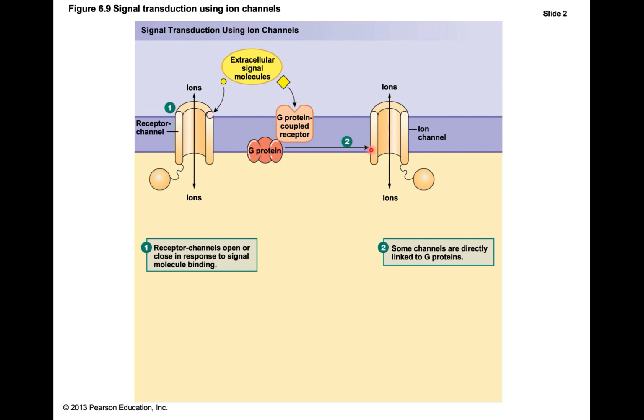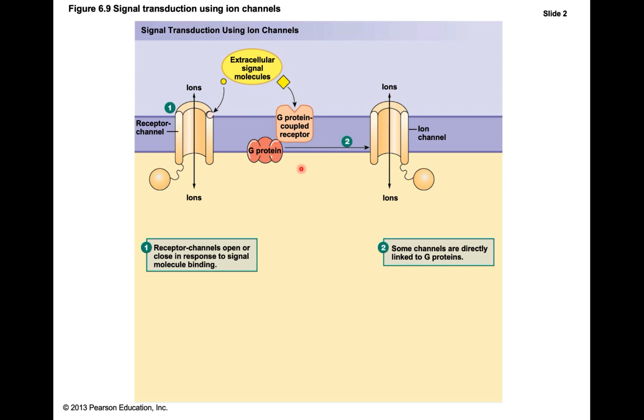So two ways to actually open and close ion channels. One way is to bind the signaling molecule directly to the ion channel. The other way is to bind it to the receptor, to activate the G protein. Then the G protein interacts with the ion channel in order to open or close it. Now, one rule about ion channels is that they are specific to the ion that they want to transport. So calcium channels only transport calcium. Sodium channels only transport sodium. So they're very specific in terms of what they move downstream.